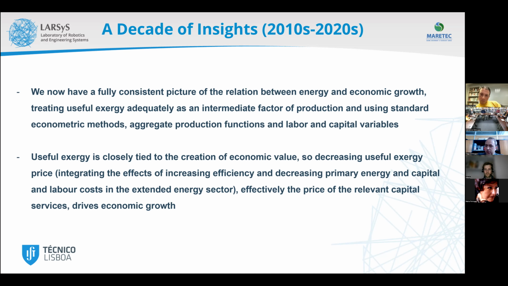And the interesting thing, which I didn't mention in the previous slide, is that useful exergy price is an aggregate variable that captures simultaneously the effects of increasing efficiency. So if my lamp becomes more efficient at converting final into useful, that effectively makes light cheaper. But light also becomes cheaper if I'm using cheap oil 50 years ago, because that makes the electricity cheaper and so the light cheaper. And extremely important, if lamps become cheaper, that also makes light cheaper.